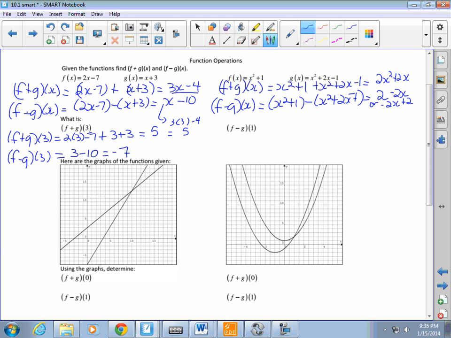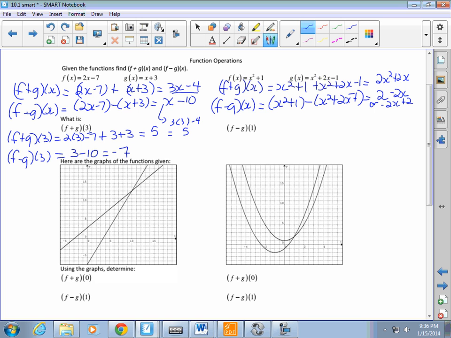Over on this side, f minus g of 1. So, I guess I did them both. F minus g of 1. Oh, I know what I did. I did the plus. I didn't have to do the plus. I could have just done the minus of this one. I'll do them for both of this one.